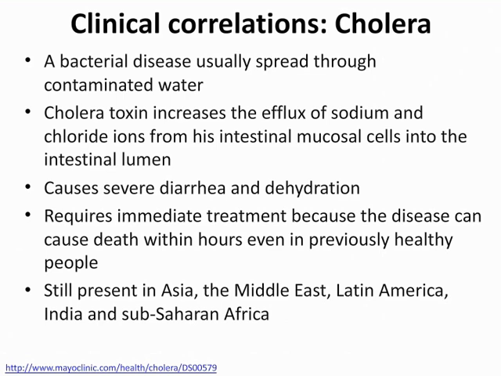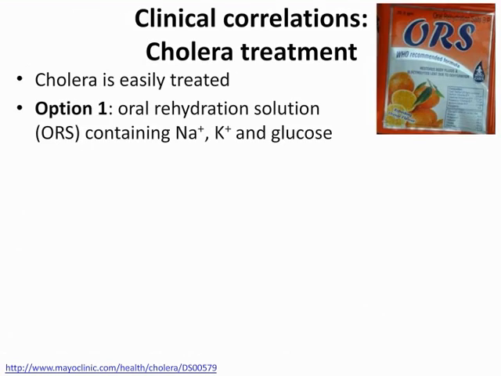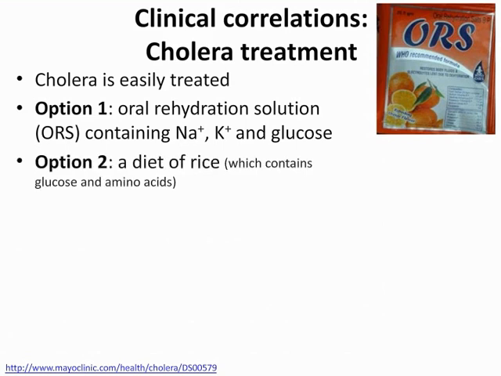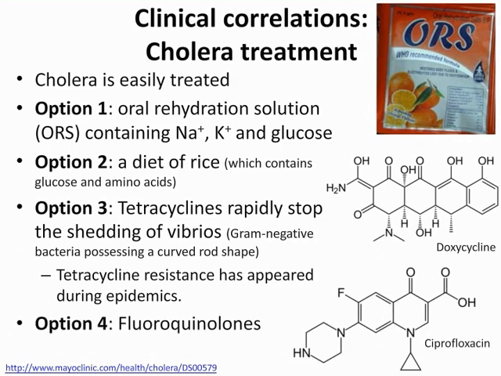So it's present in Asia, Middle East, Latin America, India, and Sub-Saharan Africa. So luckily, cholera is easily treated. Since cholera leads to dehydration, we're going to rehydrate with sodium, potassium, and glucose, so that's option 1. Option 2 is a diet in rice. Option 3, tetracyclines. And then option 4, fluoroquinolones. So no structures, but just remember the different types of options that we have for cholera treatment.